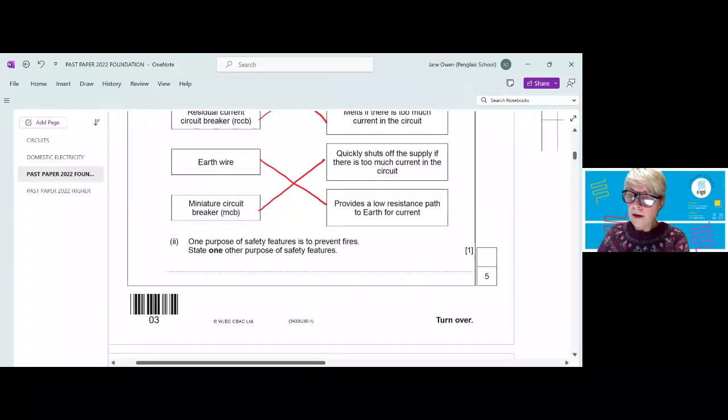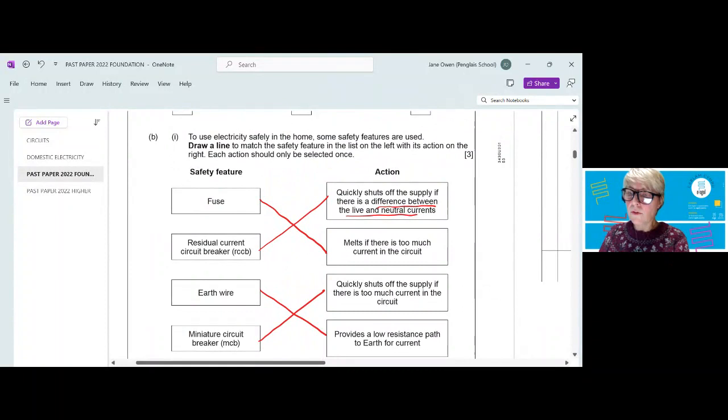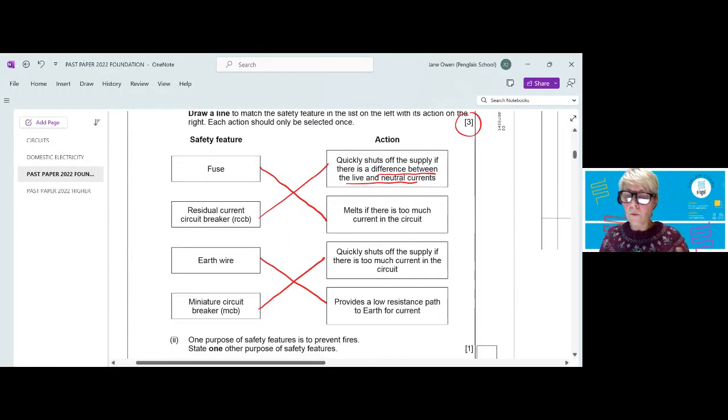Okay, moving on from there. Now notice you've got 3 marks for this. Okay, so it's not one for every one. It's basically 3 marks for all of them right.